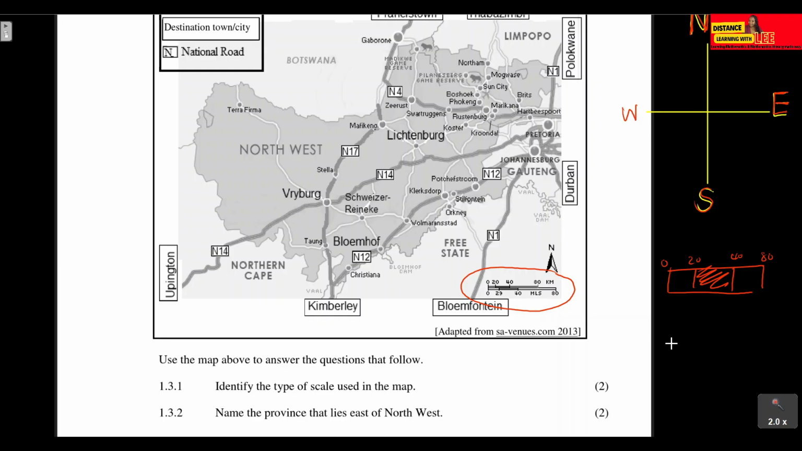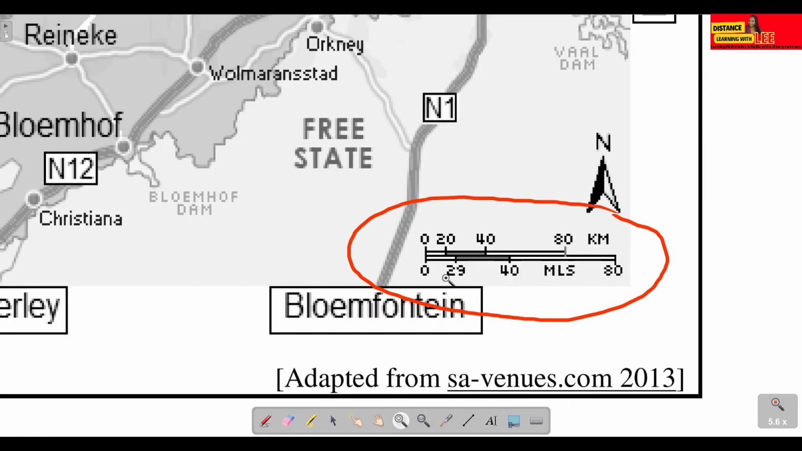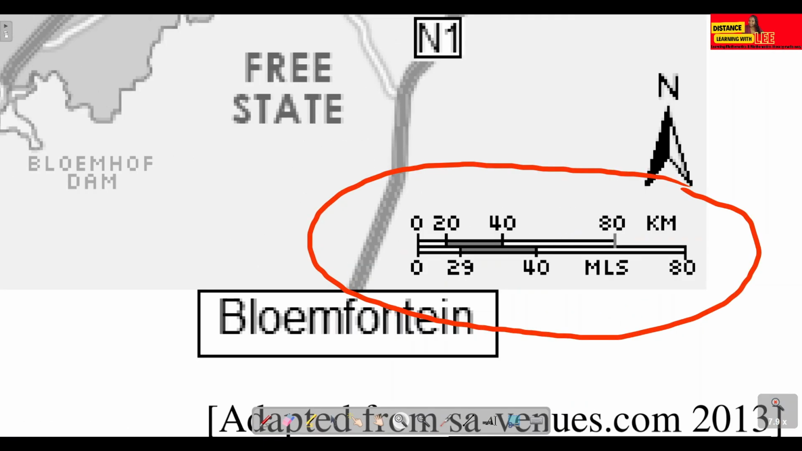If you've been watching my video tutorials, you should be able to distinguish between a line scale, a bar scale, and a number scale. And this is a bar scale, guys, because we can see that we've got bars. If you zoom that in, you'll see that it's actually a bar scale. You see these bars there.